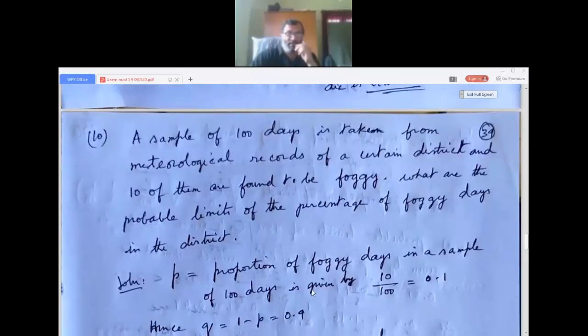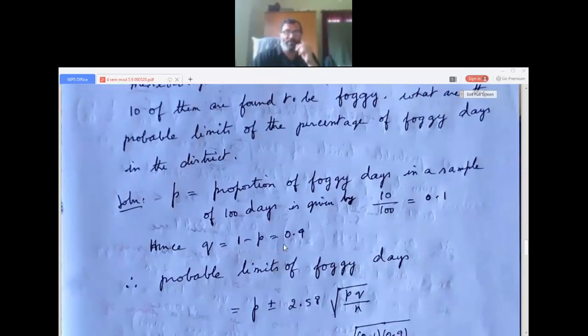So P, let us take P as the proportion of foggy days in a sample of 100 days. That means 10 were foggy out of 100. So 10 by 100, 0.1. So Q will be 1 minus P, that is 0.9. This I can do a little faster.